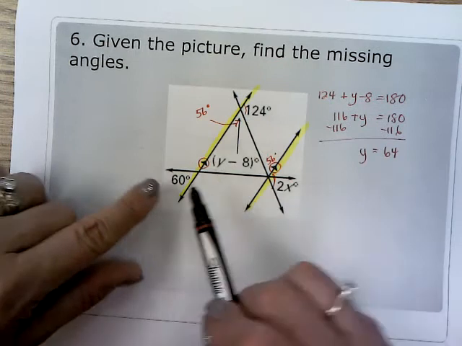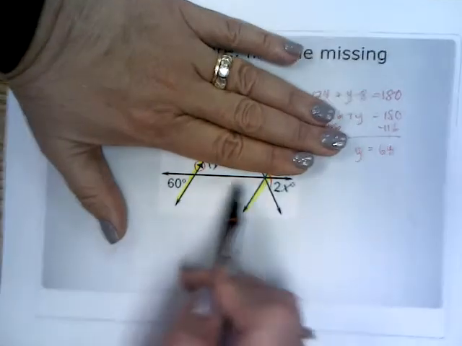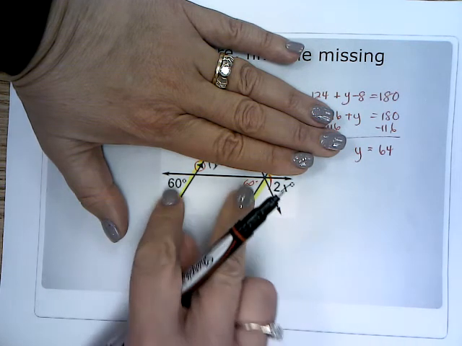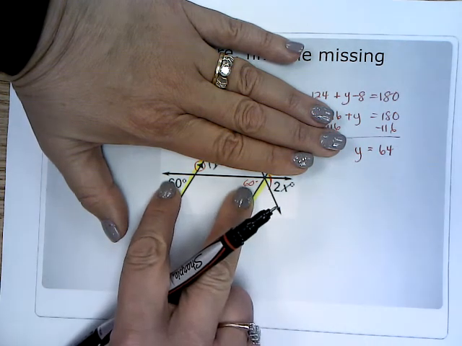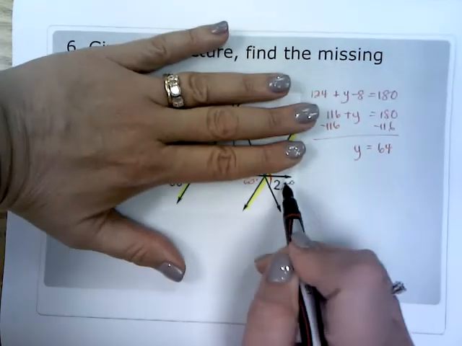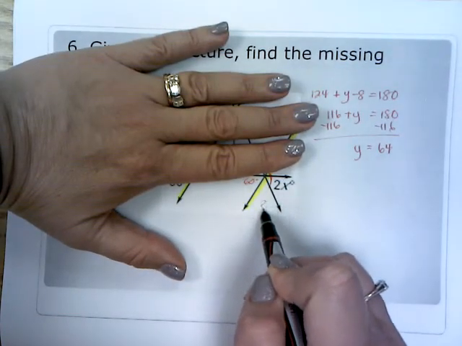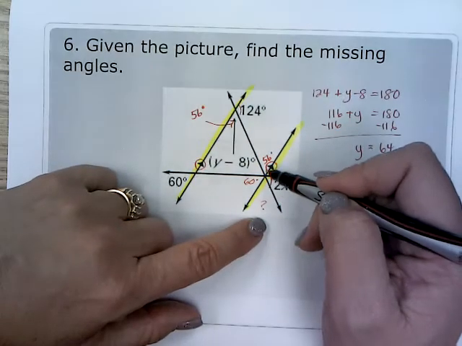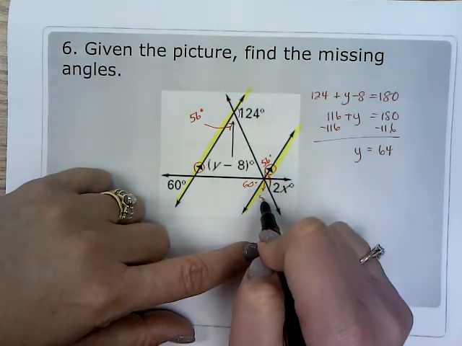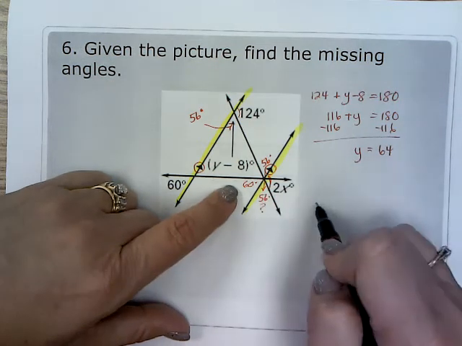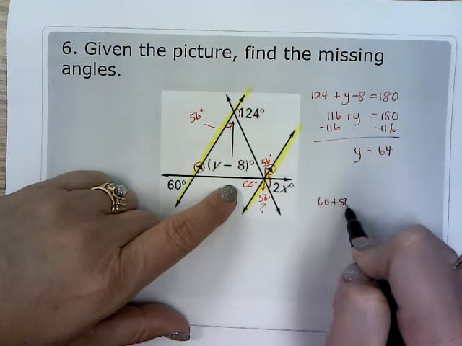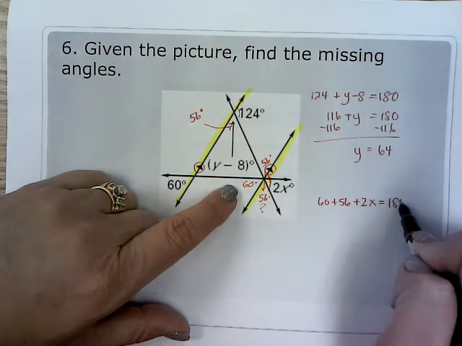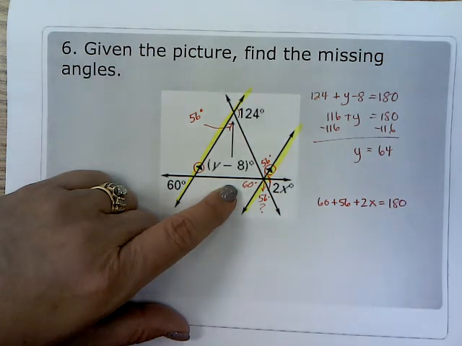I know that these guys are parallel, so if I look at this guy being a transversal, he is 60 and he is 60. Why? Because they are corresponding angles. So now if I can find the missing piece right here, then I've got a straight line. I know I've got 180 degrees. And sure enough, I have a vertical angle right across from it. So now I know that 60 plus the 56 plus the 2x is going to be 180 degrees.